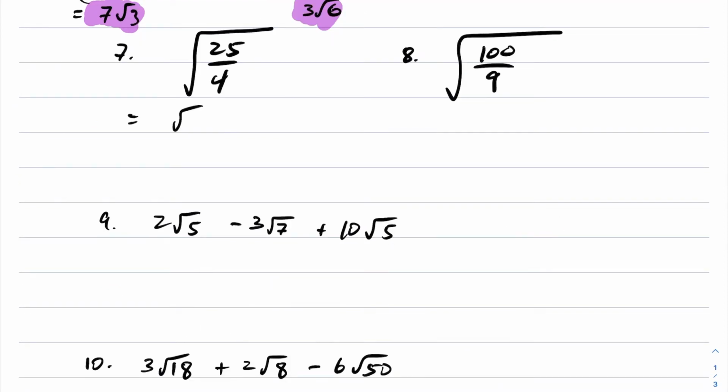Same idea here. This would be reduced to become the root of 25 over the root of 4, which is 5 over 2. This will be the root of 100 over the root of 9, which is 10/3.